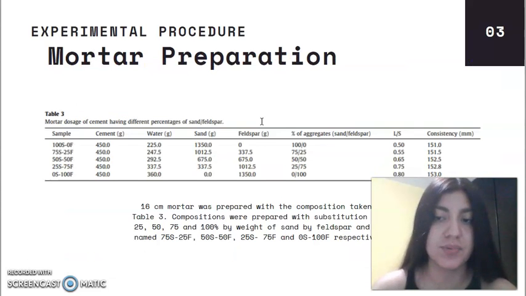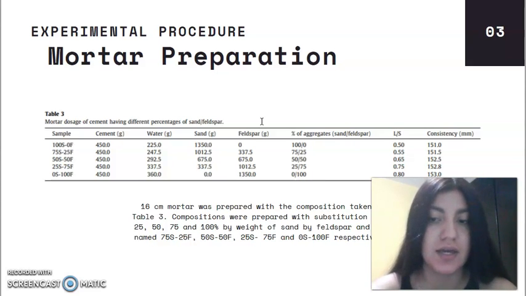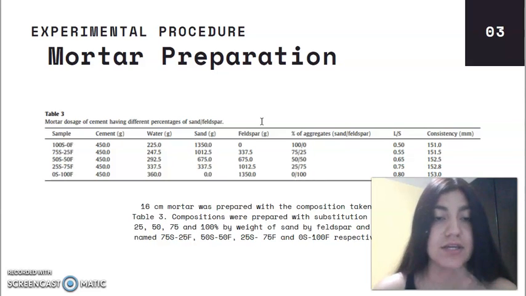The preparation of the mortar was 1:6. Mortar was prepared with the composition shown in table 3. Compositions were prepared with substitution of 0, 25, 50, 75, and 100% by weight of sand by feldspar and were named 100S 0F, 75S 25F, 50S 50F, 25S 75F, and 0S 100F, respectively.